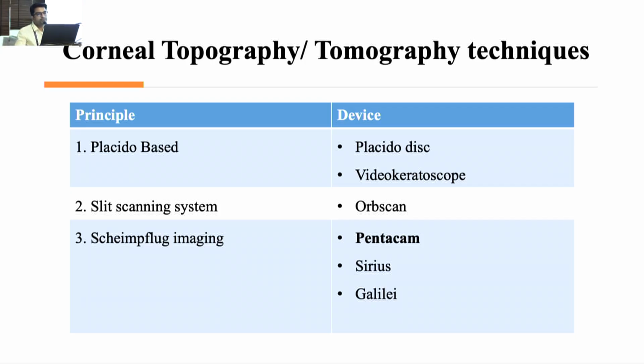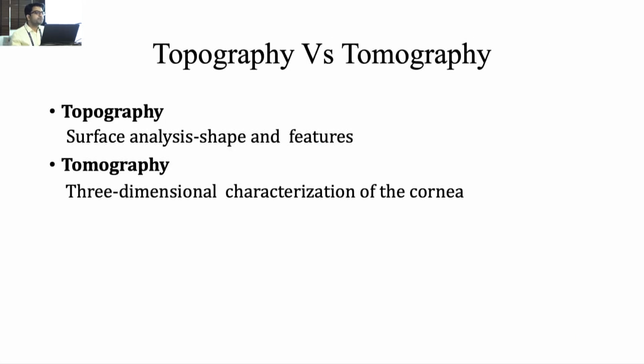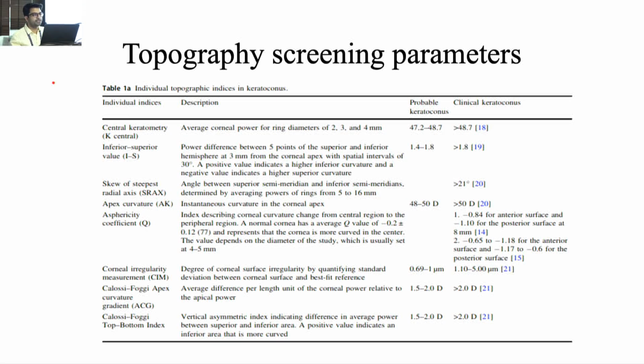So corneal topography or tomography techniques include the Placido-based ones, the Placido disc, video keratography, the slit scanning system, the OrbScan, Scheimpflug imaging, the Pentacam, Sirius, and the Galilei. So what is the difference between tomography and topography? Topography just analyzes the surface shape and the features, whereas tomography gives a three-dimensional imaging of the cornea.